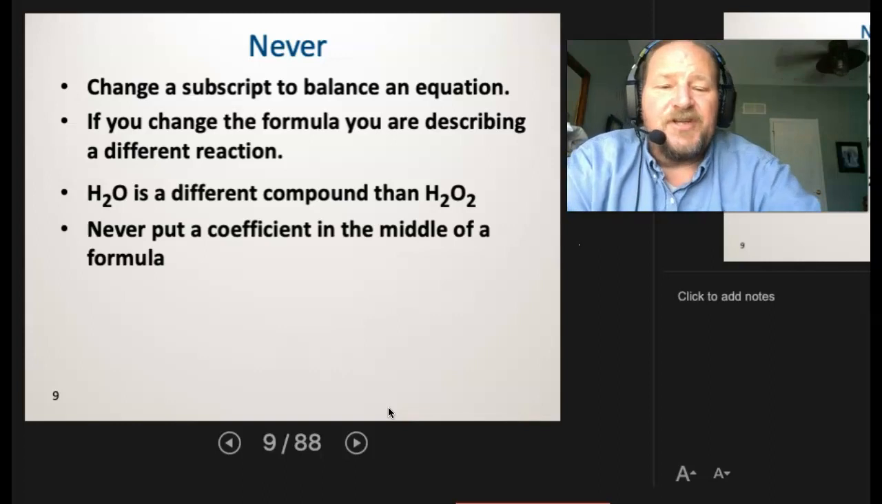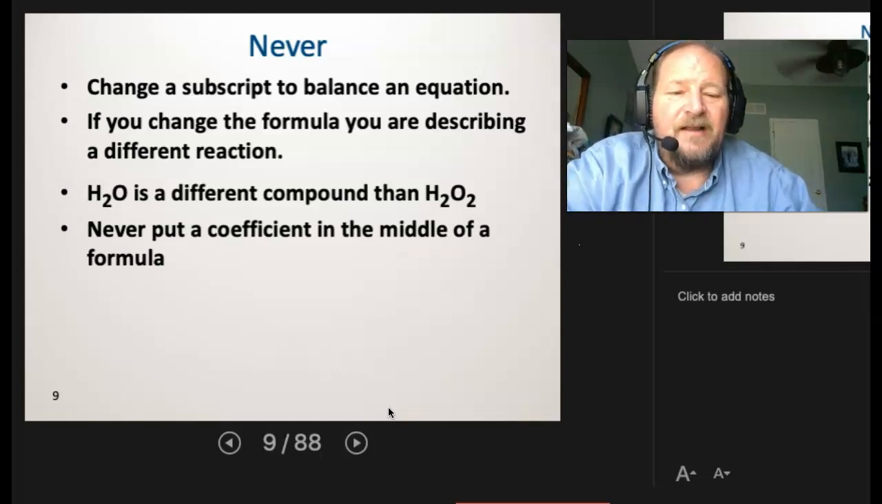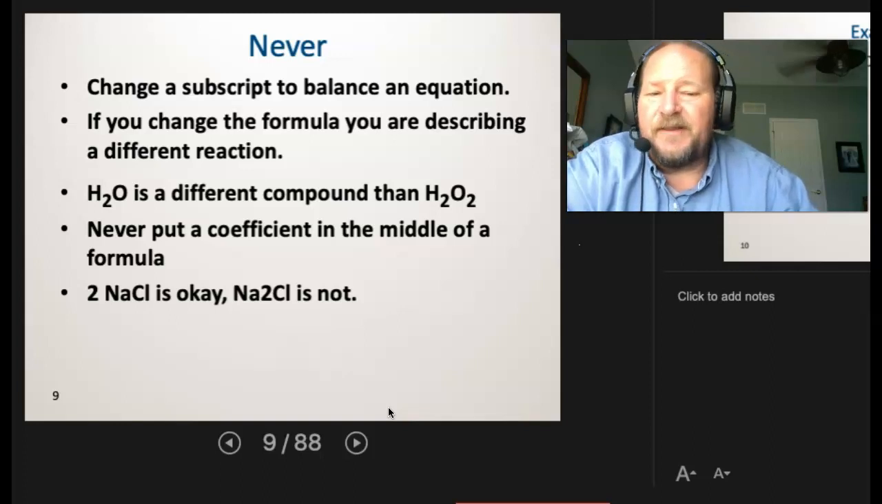Never put the coefficient in the middle of a formula. So if you're trying to get around something and say, well, I only need 2 chlorines, so I'm going to put the 2 in the middle. I don't want the 2 sodiums, just the 2 chlorines. You cannot do that either. That will get you marked wrong. So make sure that if you're using a coefficient, you put it all the way to the front.